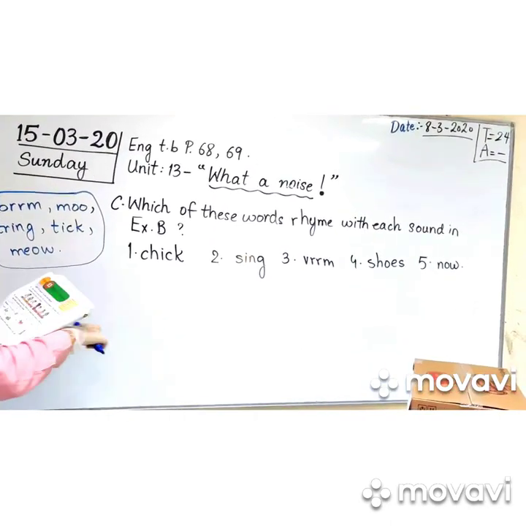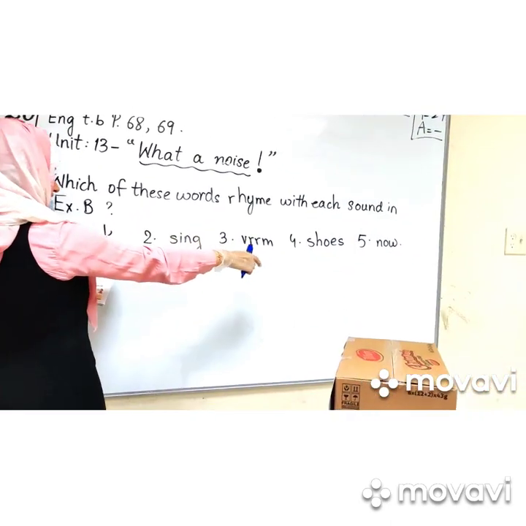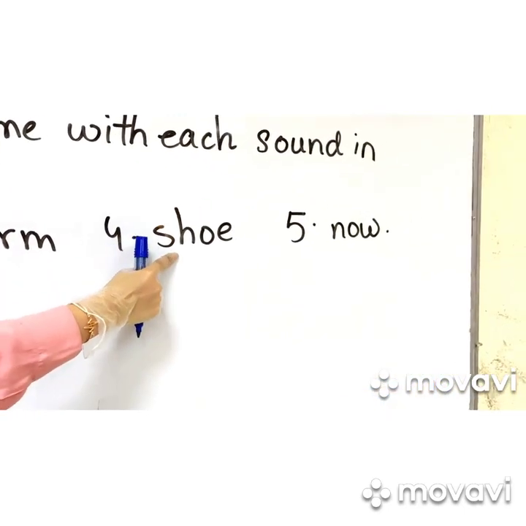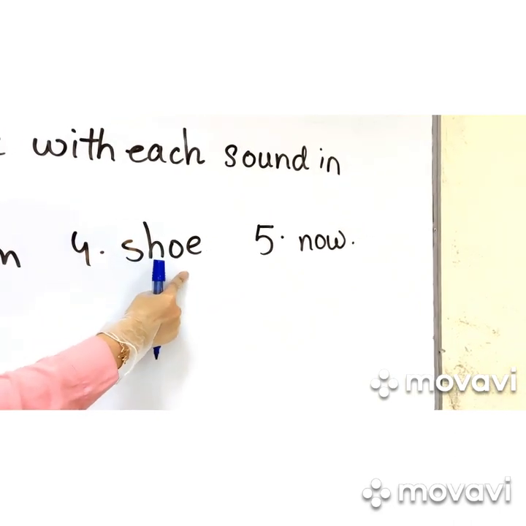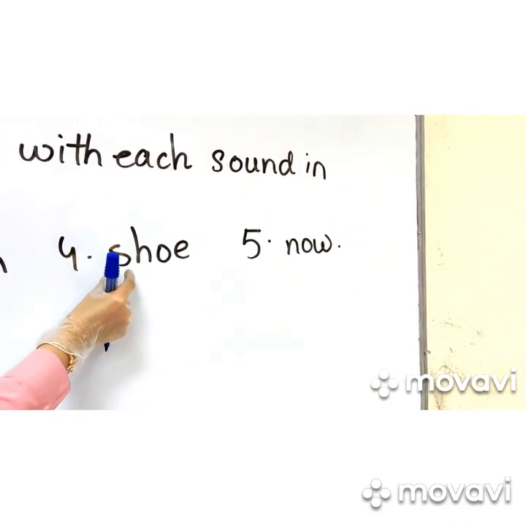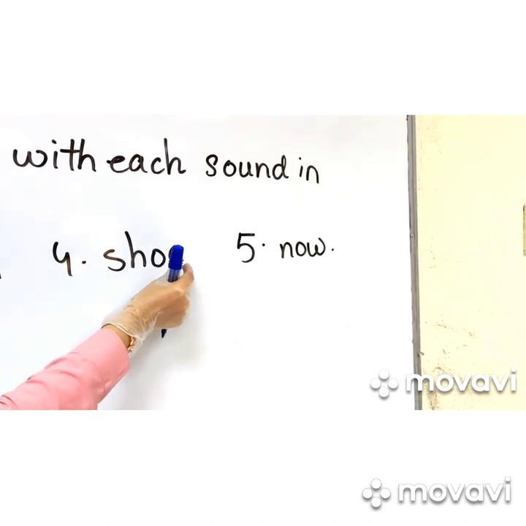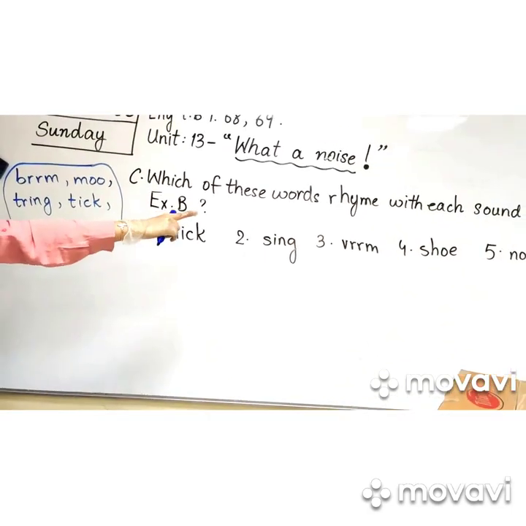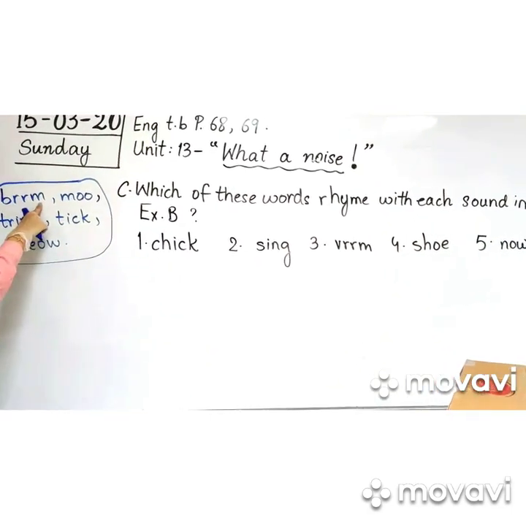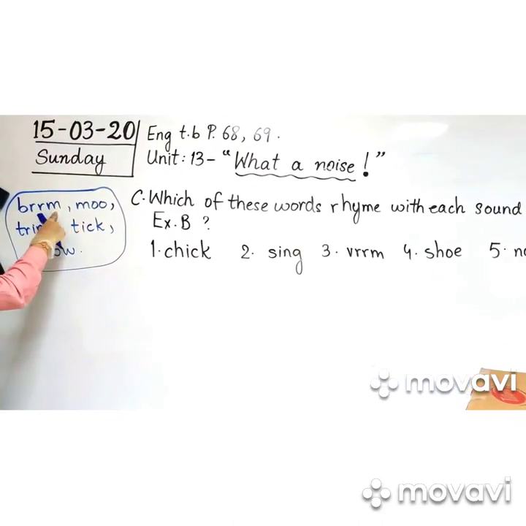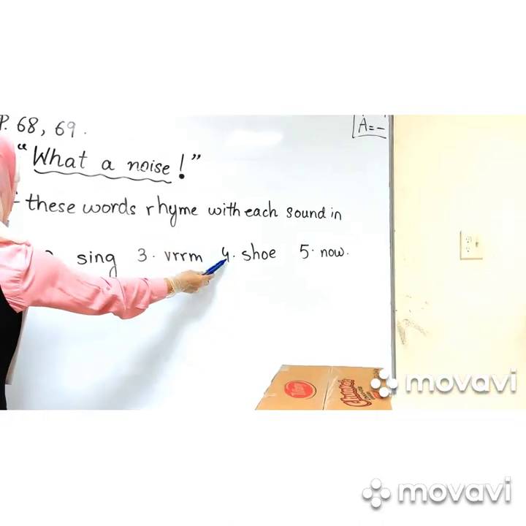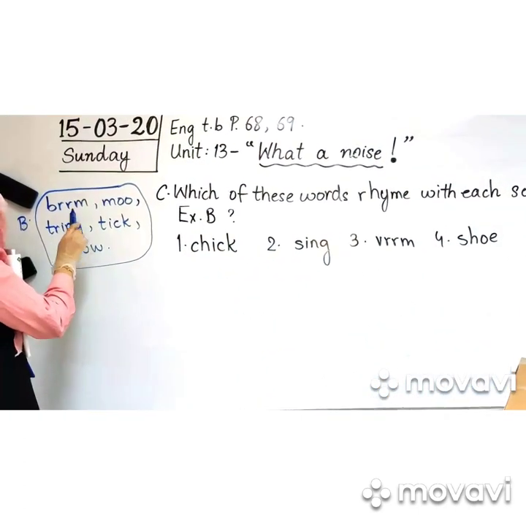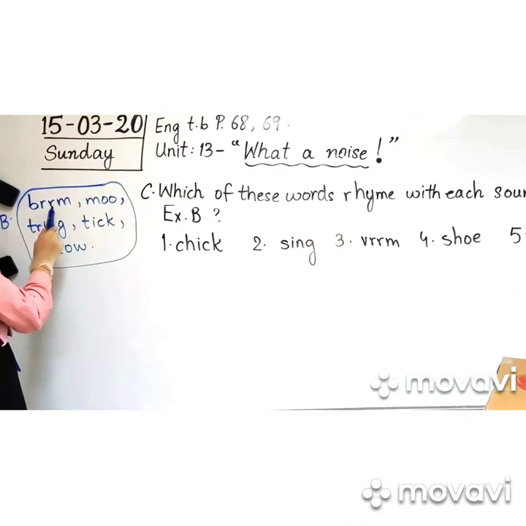In number four, which word do we have now? Students, let's read number four. Which word is this? S-H-O-E makes shoe, very nice. Now look at the spellings. S-H-O-E. Let's see which word from exercise B rhymes with shoe. Does this rhyme with shoe? No. Does this rhyme with shoe? Number four, we have shoe. It matches with what? Vroom. It matches or rhymes with this one? Or moo.